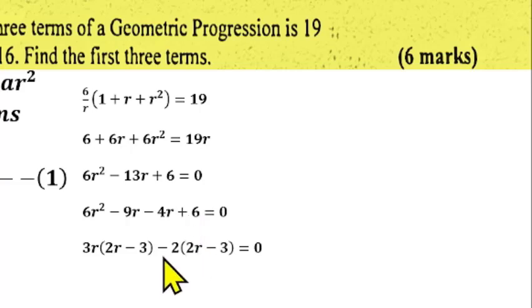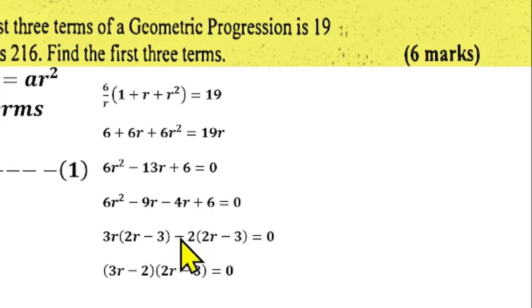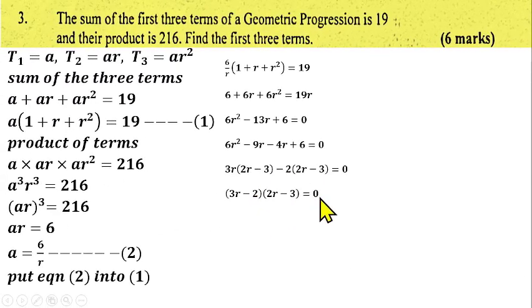Minus 2 is common here. You have minus 2 into 2r minus 3 equals 0. Then bring this and this together. So you have 3r minus 2 into 2r minus 3 equals 0. From there, if you find r, you'll be having r to be 2 over 3, or r will be equals to 3 over 2. So that's the common ratio.